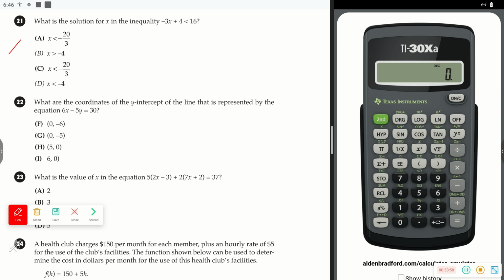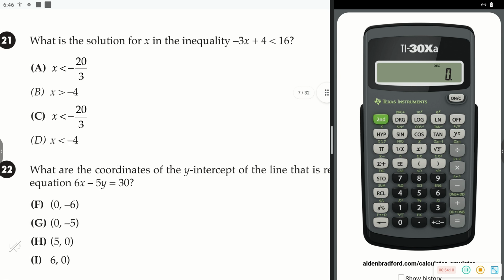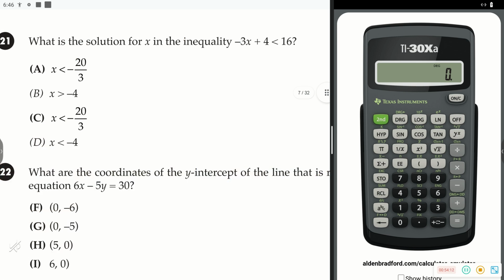All right, so it says, what is the solution for x in this inequality? So remember, an inequality, this is the inequality symbol. Actually, I'll make this a little bit bigger before we start so that you can see it better. All right, so guys, this is the inequality symbol. You would read this, negative 3x plus 4 is less than 16.